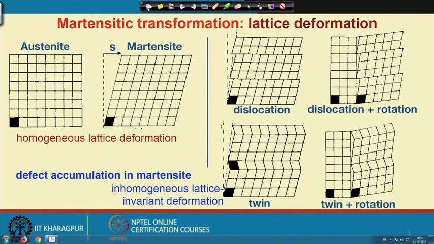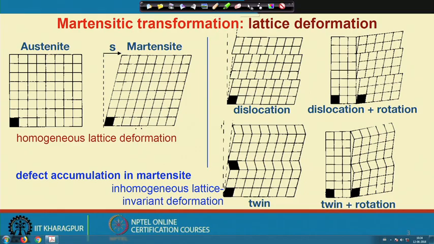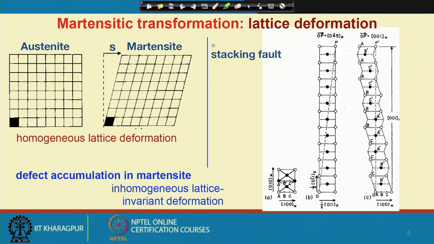The fourth defect that may be involved in a martensitic transformation is the stacking fault. That is very interesting, and let us have a look at that. So, here this is an example of a stacking fault that has formed in a lattice during austenite to martensite transformation. So, this is a martensite lattice and this is the austenite lattice. Please have a look at this OP, that is the direction here.